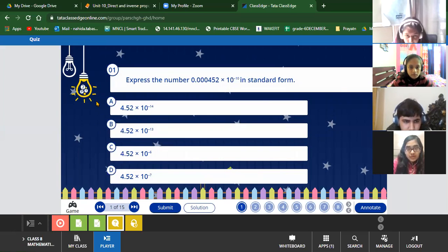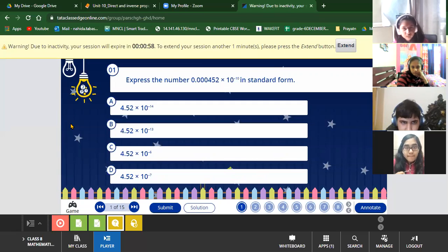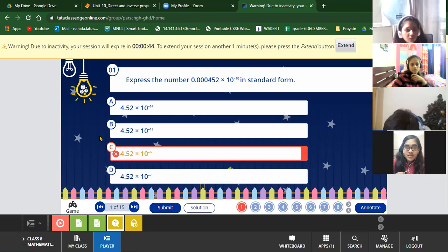Express the number in standard form: 10 raised to the power minus 10. Gurma, my answer. What should be the answer? Gurma, it should be C part. Are you sure? Yes, yes, Gurma. Should I choose it? Okay, let's check. No, it's wrong. So, answer is D.